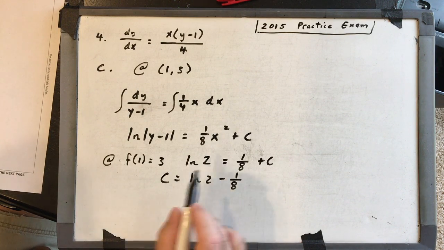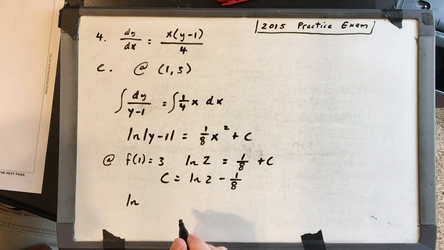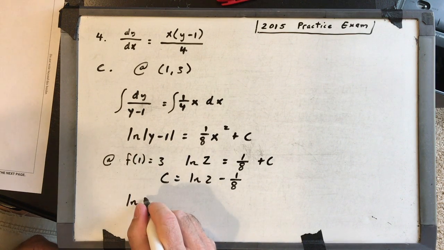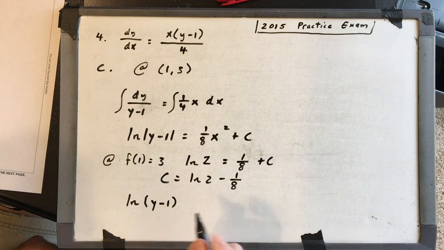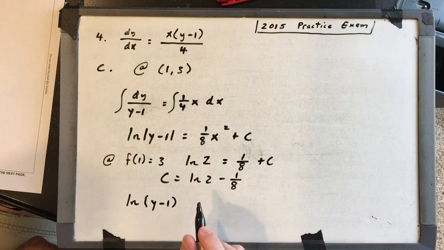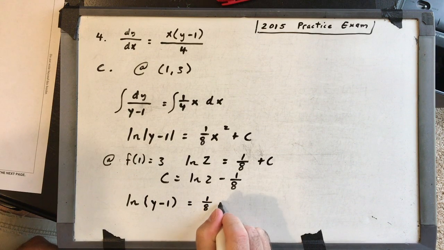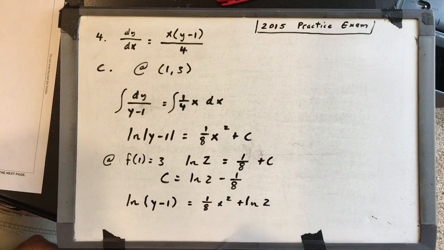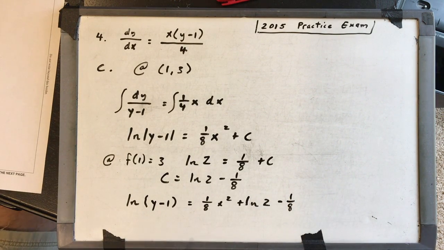Okay, now let's plug c in. So we'd have the natural log, and since we know x is, in this particular situation, greater than 0, we can just use parentheses now. We don't need the absolute value symbol anymore. It is equal to 1/8 x squared plus the natural log of 2 minus 1/8. So now we have 4 out of our 5 points.